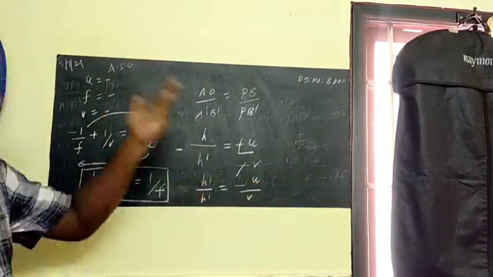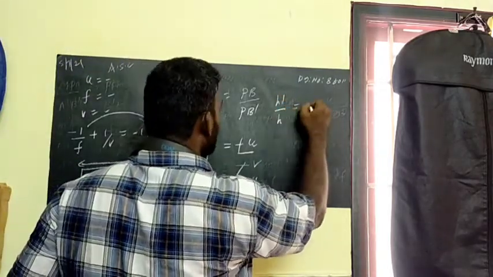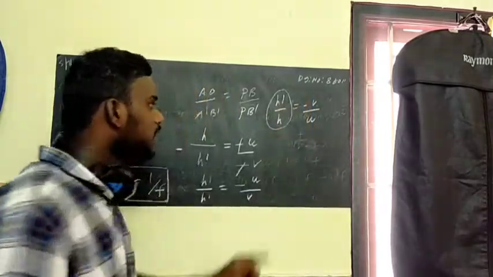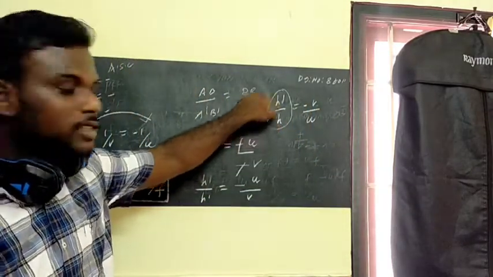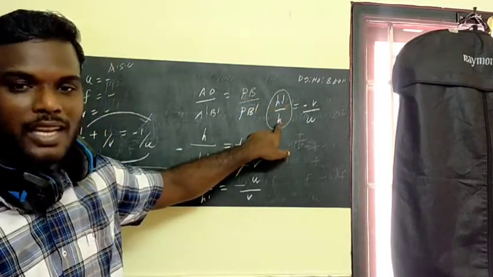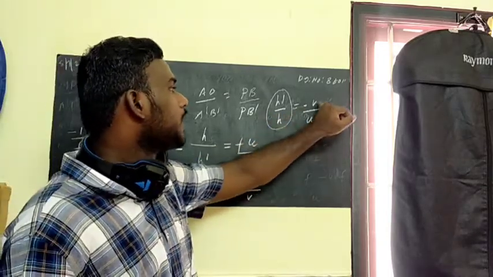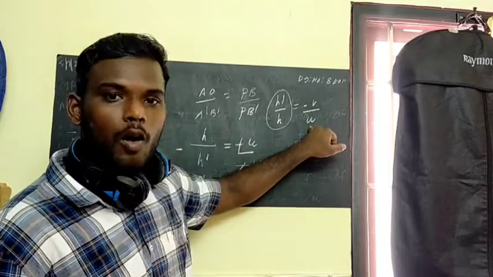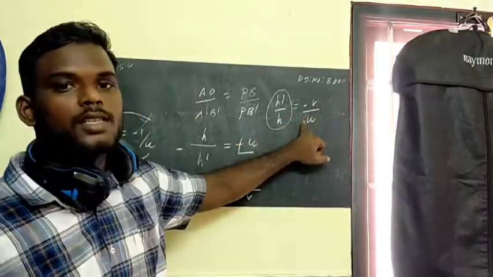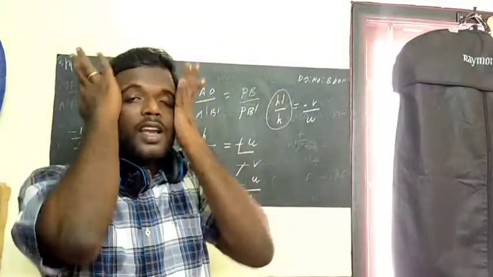Taking the reciprocal, what will come? h dash by h equal to minus v by u. We can express this ratio: the height of the image by the height of the object is called magnification or linear magnification. The ratio of image distance to object distance is also called magnification. So we can define magnification in two ways.